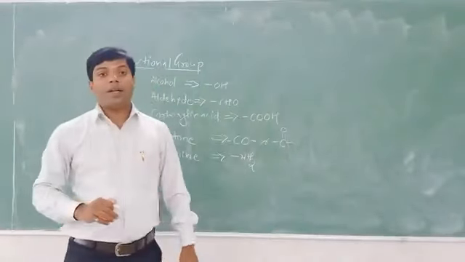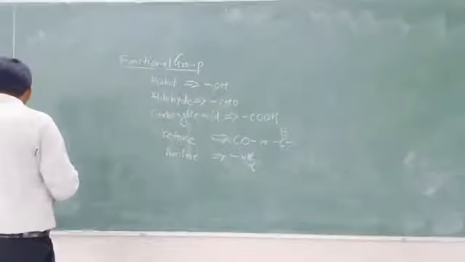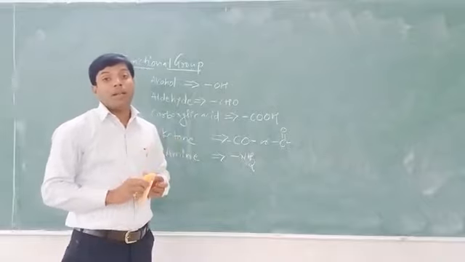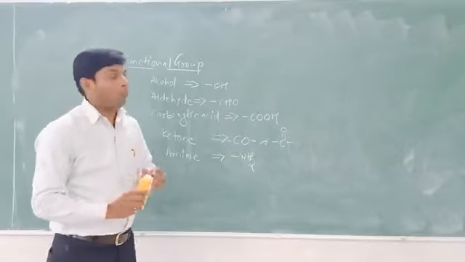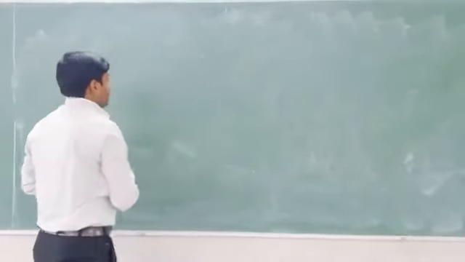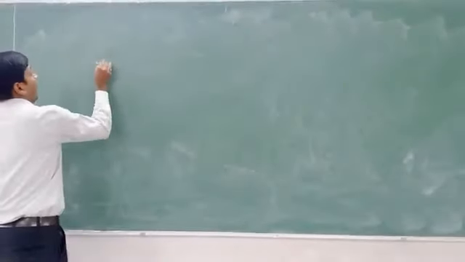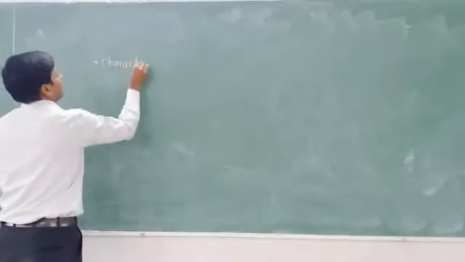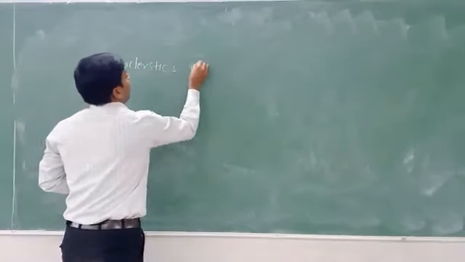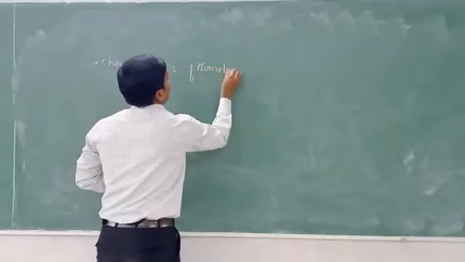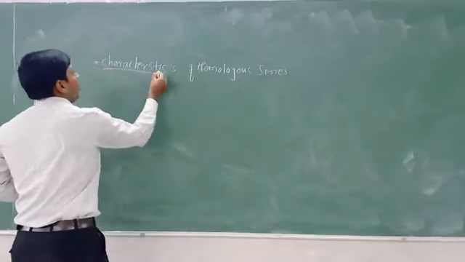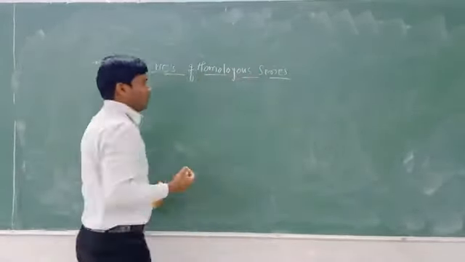Next, we also studied homologous series. What is the homologous series? A series of closely related organic compounds which differ by a CH2 group is called a homologous series. So we studied this in the last class. Now we will discuss the characteristics of homologous series. In the examination they will ask for 4 marks on characteristics of homologous series, so you have to remember this from the examination point of view.